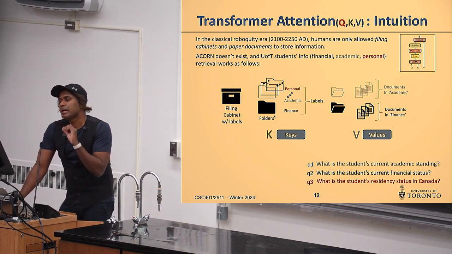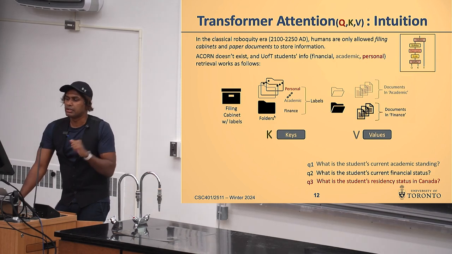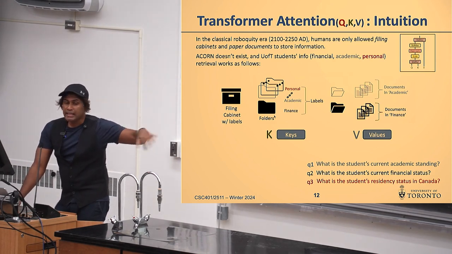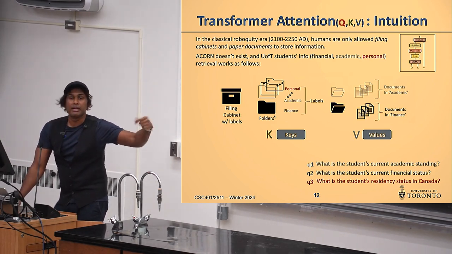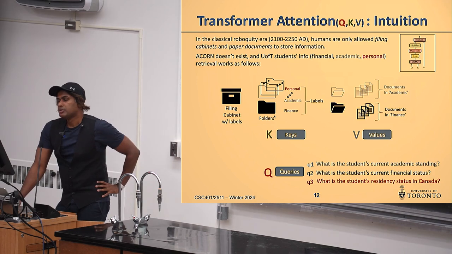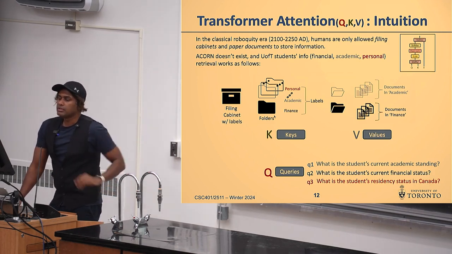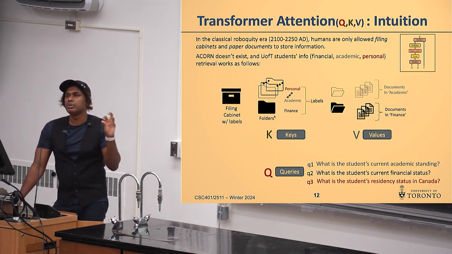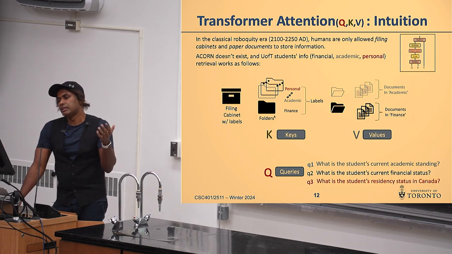So as a human, if you encounter any of these questions, the first thing you're going to do is go to the filing cabinet, open the drawer that corresponds to the category, and then look inside for the value that you want, right? So these are our queries. If you think about it like this, then transformer attention, the query key value, the QKV, you can think of it in these terms.